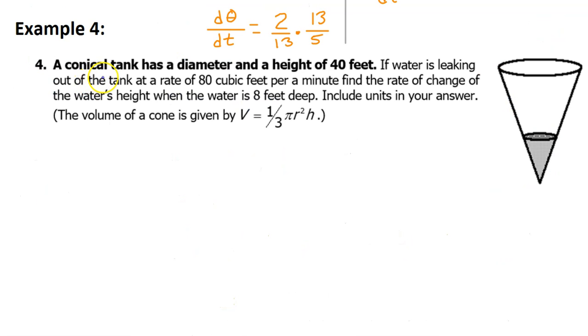Example 4. A conical tank has a diameter and a height of 40 feet. If water is leaking out of the tank at a rate of 80 cubic feet per minute, find the rate of change of the water's height when the water is 8 feet deep. Include units in your answer. The volume of a cone is given by V equals 1/3 pi r squared h.